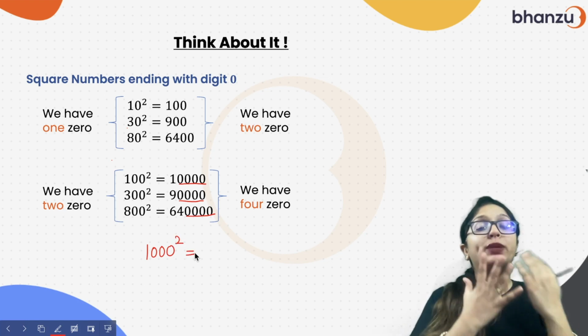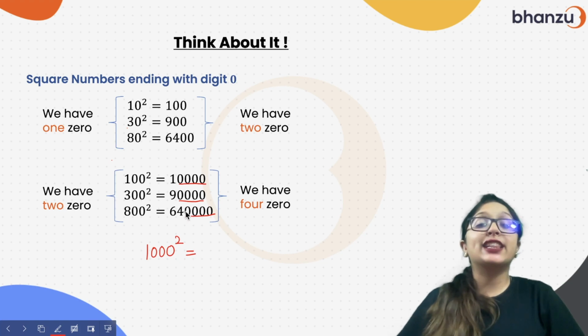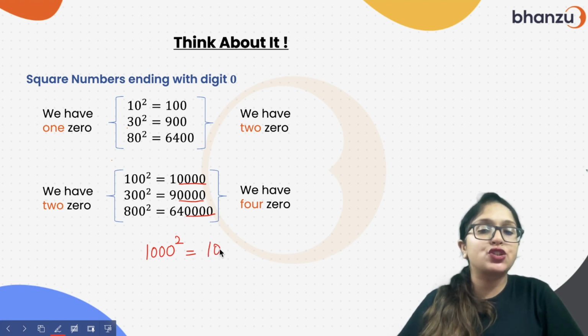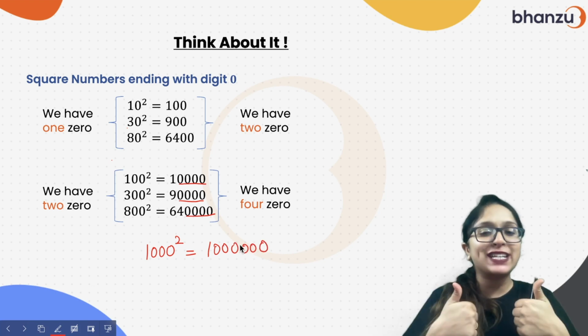Then what do you think? How many zeros will be there in its square? There will be 6 zeros. That is the double of 3. Right? So 1, 2, 3, 4, 5, 6. Did you notice we have 6 zeros?